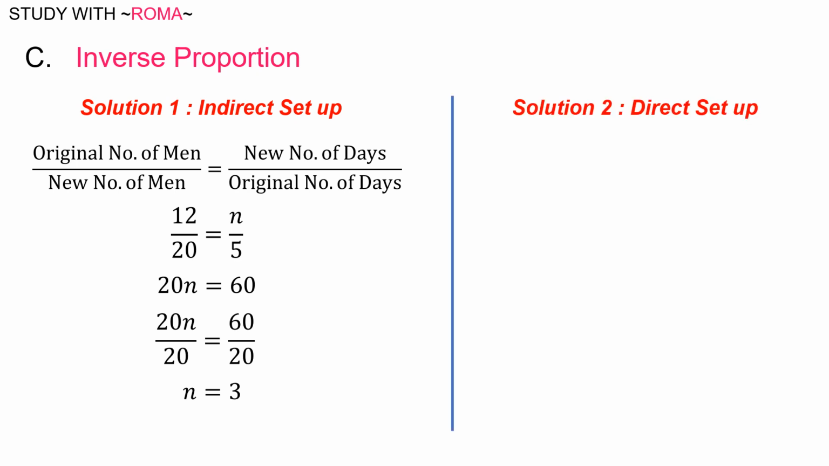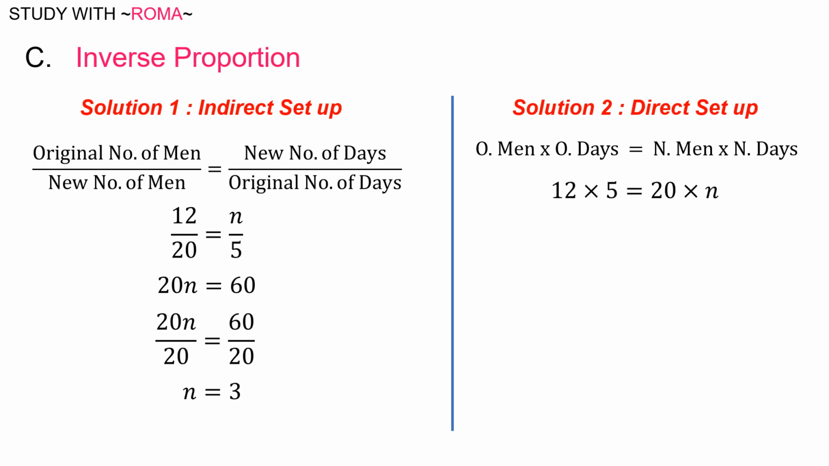Second solution, direct setup. For this, we have original number of men times original number of days equals new number of men times the new number of days. So we have 12 times 5 equals 20 times n. 60 is equal to 20n. Then divide both sides by 20 to get 3 equals n, or n equals 3.